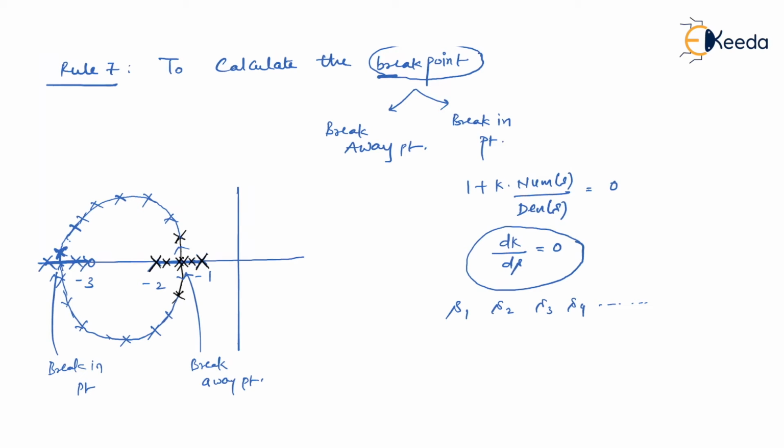If it is second order, you may get 2 points. Or let us assume hypothetically that I'm getting s1, s2 and s3, and I'm not getting s4 in my case. Let us say s1 is -1.5, s2 is -2.5 and s3 is -3.5. But in spite of getting 3 points, you should be aware that in this problem we require only 2 points. That is, one point is a breakaway point and the other one is called a break-in point.